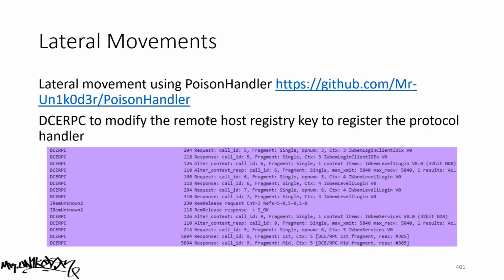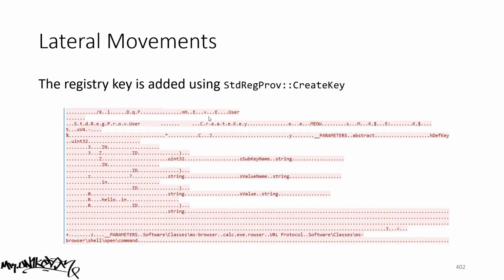The idea here is that we're actually going to register a protocol handler remotely. If you look at the packet, you'll notice that all I do is actually create a registry key using the underlying standard reg provider CreateKey. At the bottom here, you have the description of the key. The MS browser is random. I think, if I remember correctly, the tool was creating that one by default, but you can always specify yours.